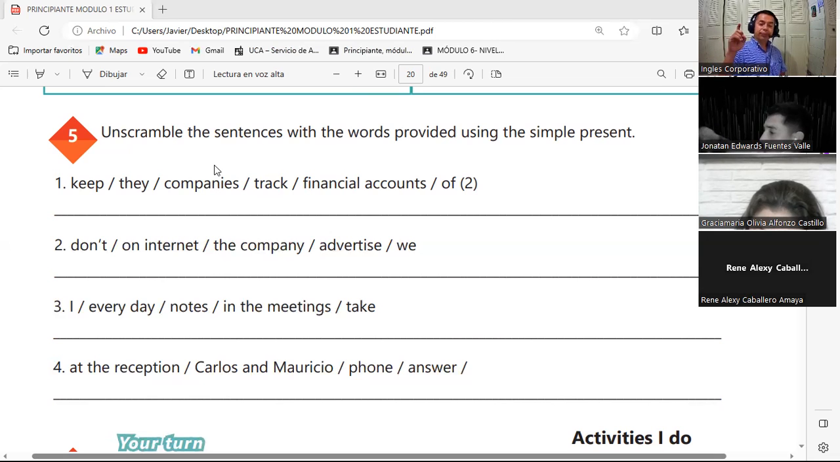So, these are in disorder. Remember that in affirmative is the subject and the verb, right? And in negative is the subject, the auxiliary, and the verb, right? La estructura de las oraciones afirmativas es simple. El sujeto, el verbo y el complemento. En las negativas es sujeto, auxiliar, verbo y complemento, right? So what you have to do here is to find the subject and the verb. Lo que más nos va a costar aquí es encontrar el verbo y el sujeto. Una vez lo hayan encontrado, ya la tenemos la respuesta, okay?